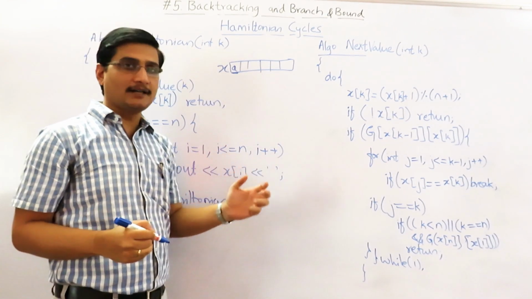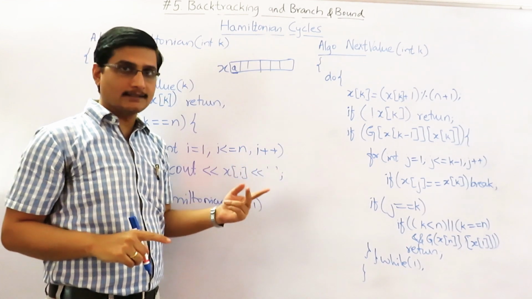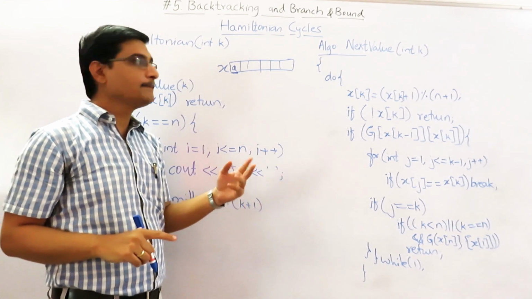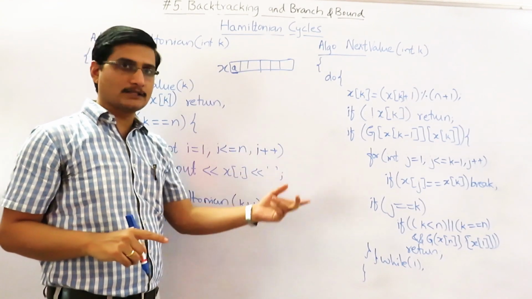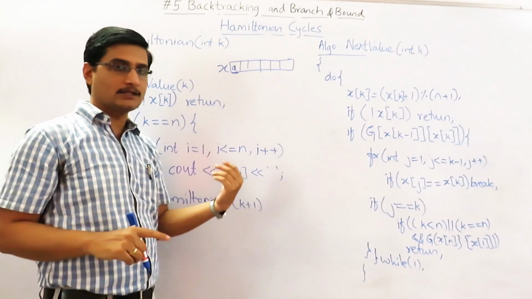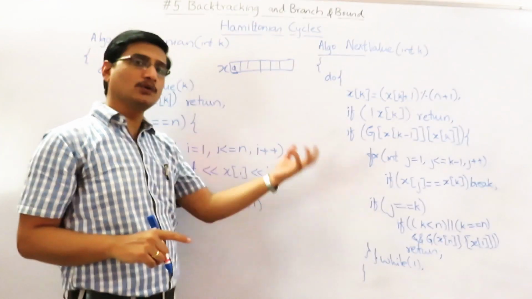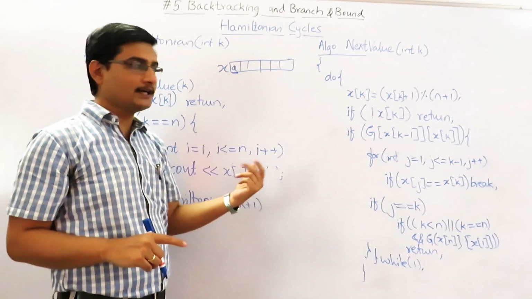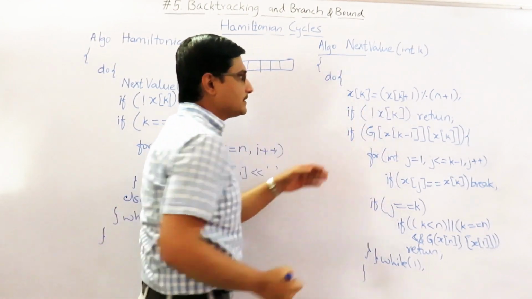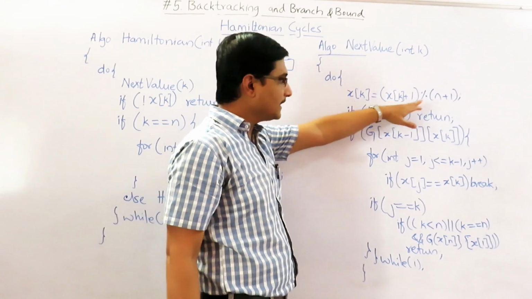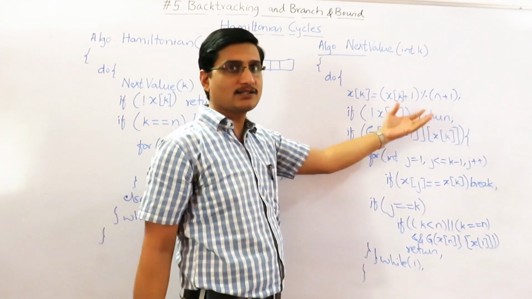So there are some conditions we need to check. We should not find duplicate simultaneous cycles, and there should be an edge from the vertex to the next vertex or the vertex to the previous vertex, and from the last vertex to the first vertex. These are some conditions we need to check. So x of k is equal to x of k plus 1 modulo n plus 1. So it will generate the next numbered vertex.